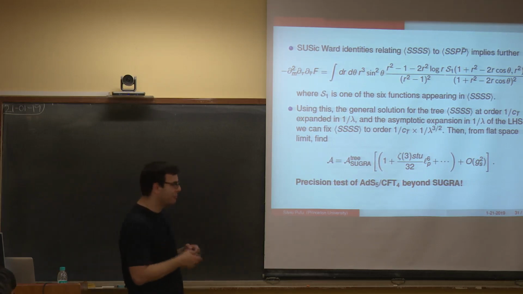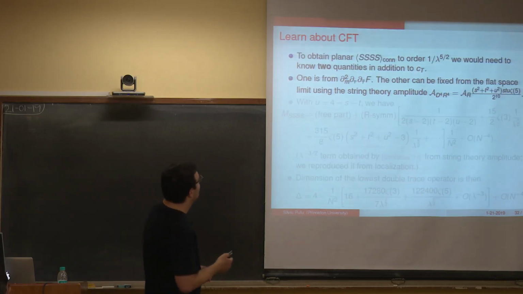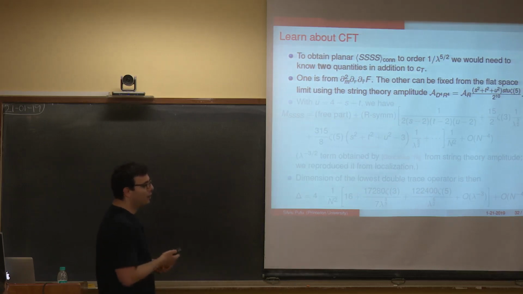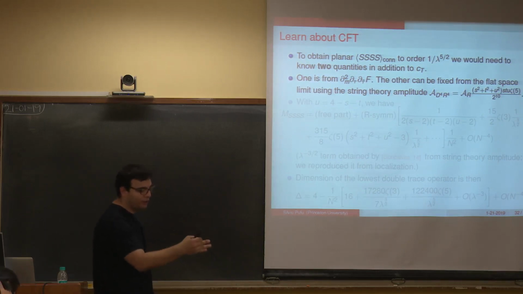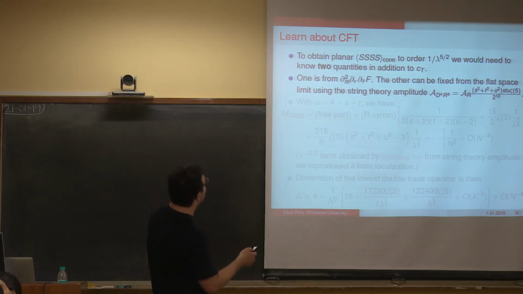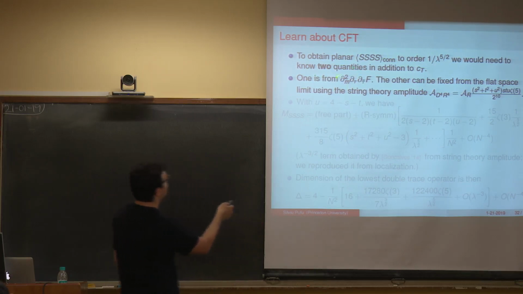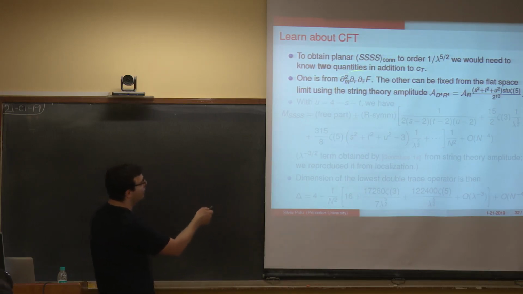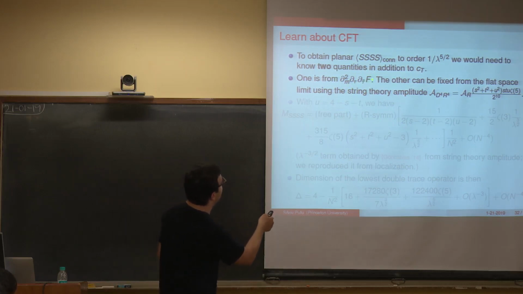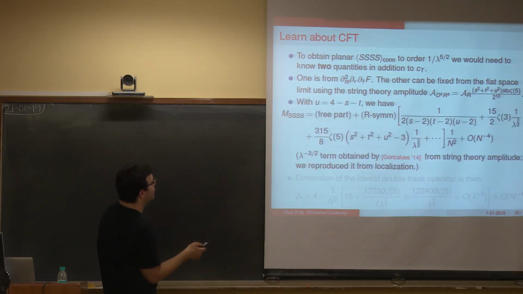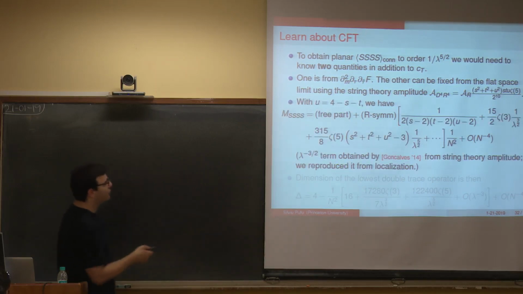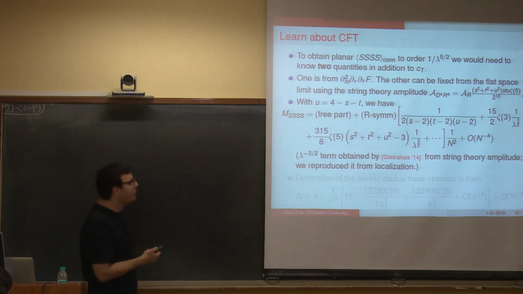term. To go further, to learn about the CFT correlators at the next order, one can use what we know about the scattering amplitude at D to the 4 R to the 4 order as input. So to determine this at the next order, one needs to know two quantities. One of them can be extracted from this derivative of the free energy that I explained, and the other one can be taken from the limit of the flat space scattering amplitude. And this is the answer for the SSSS Mellin amplitude.